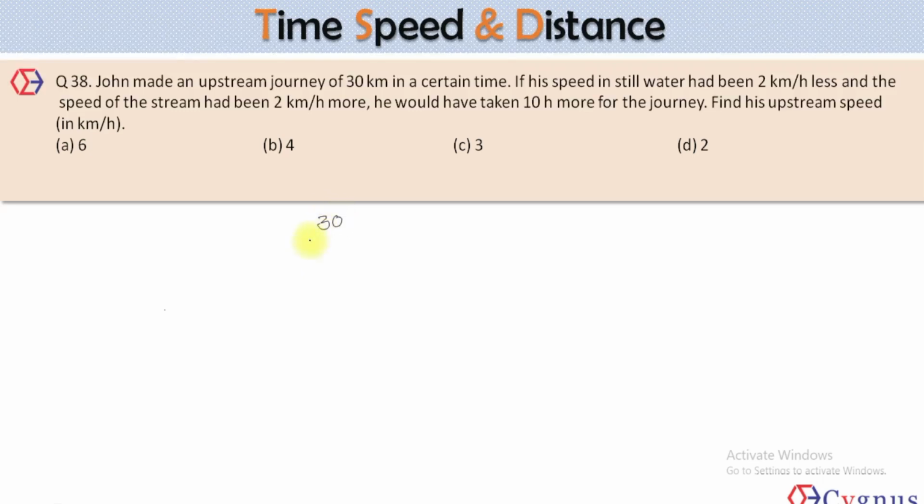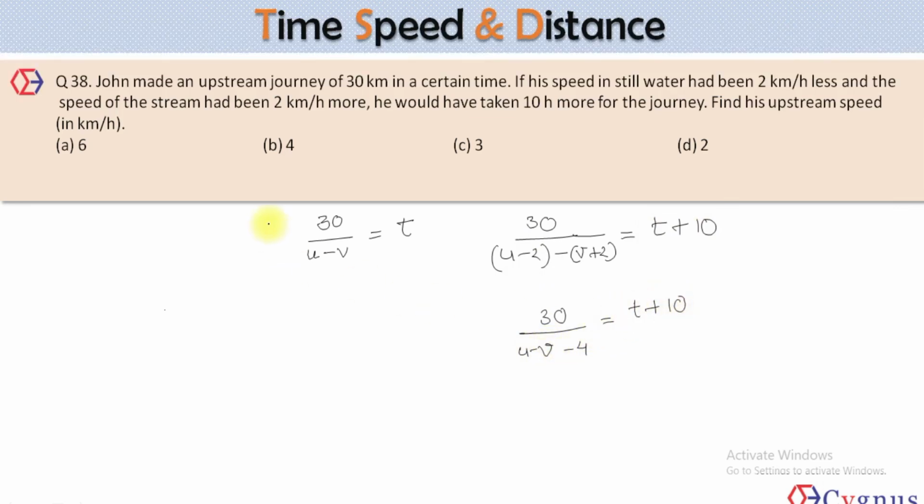So how do we write it? Let's say speed of boat is u and water is v. So this is an upstream journey, 30 by u minus v, and this should be equal to how much? Time t. The speed in still water had been 2 kilometers per hour less, so I'll write u minus 2 and water will become v plus 2. Then he would have taken 10 more, so I should write t plus 10 here. After solving this, I'll get 30 by u minus v minus 4 is equal to t plus 10. And this is 30 by u minus v is equal to t.